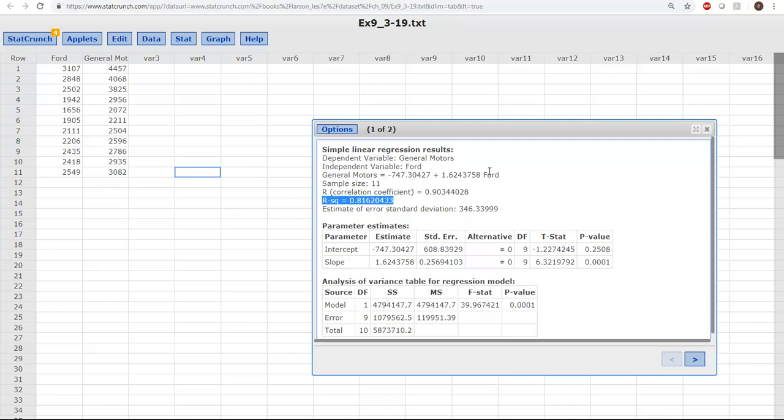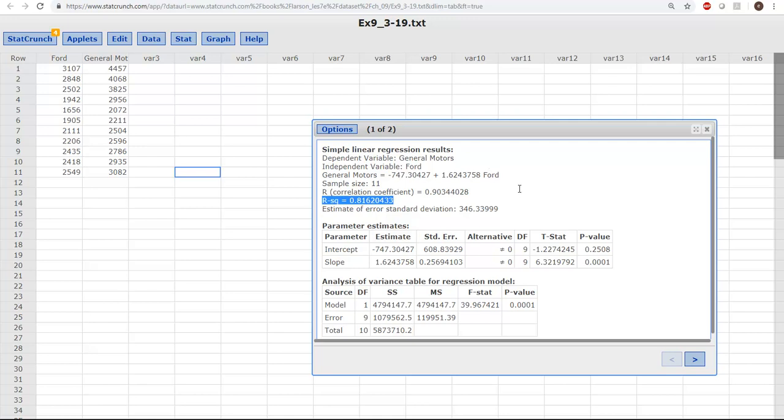And the complement to that, 1 minus R squared, is about 0.184, and that means that about 18.4% of the variation is unexplained by this linear regression model and could be due to sampling error or a lurking variable.